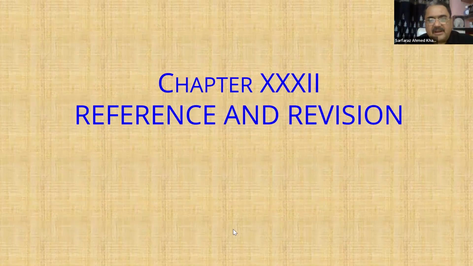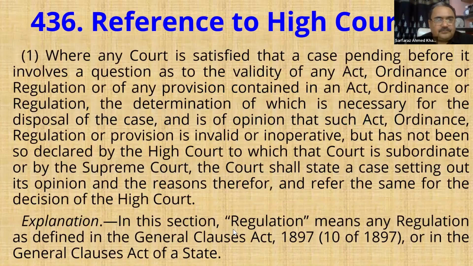Now we come to the second part, reference and revision. 436, reference to the High Court. The reference basically comes from the lower court to the higher court. Where any court is satisfied that a case pending before it involves a question as to the validity of any act, ordinance or regulation, it can send a reference to the higher court. The court shall state a case setting out its opinion and the reasons therefor and refer the same for the decision of the High Court. So they can send references.